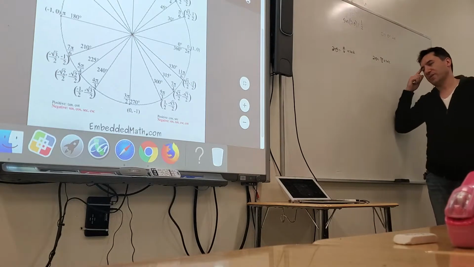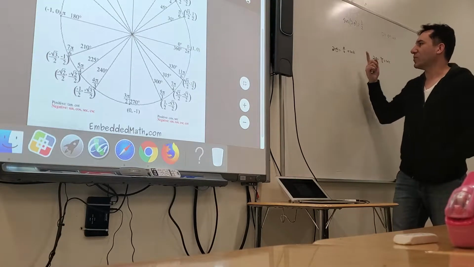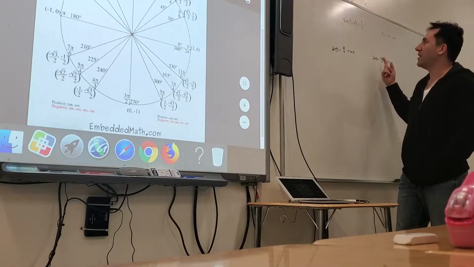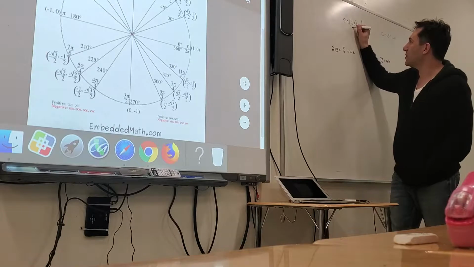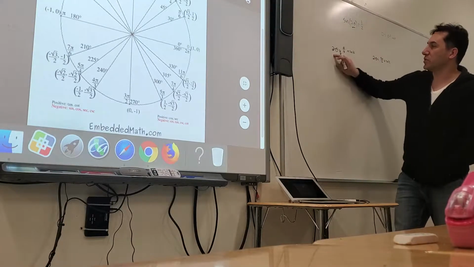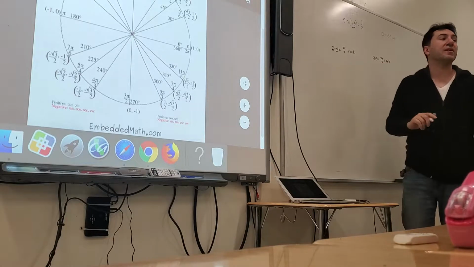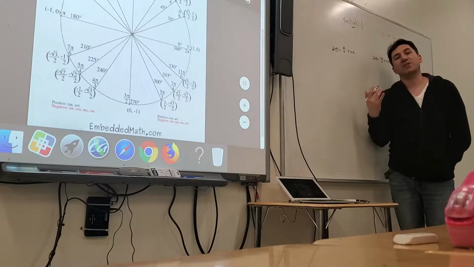Ask yourself first, where is sine of theta equal to 1/2? Pi over 6, 5 pi over 6, add 2 pi k. But remember, the argument here is 2 theta, not theta. So put 2 theta here instead of just theta. And then of course you have to solve for theta, so you divide everything by 2.